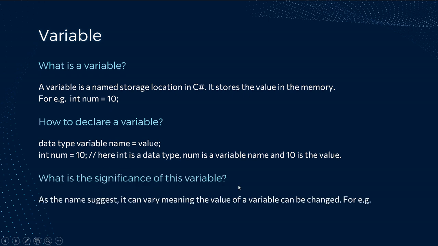Next, what is the significance of this variable? As the name suggests, it can vary, meaning the value of a variable can be changed. I will show you in the demo how we can change it, but here you can just look at it like this: the earlier value of num was 10, but now you can assign it 20. Then if you want to print it, you can print it. So the value of num at this point of time becomes 20. It is changing. Earlier the value of num was 10, but now it is 20. It means it is changing, and that's why it is called a variable. It can vary.